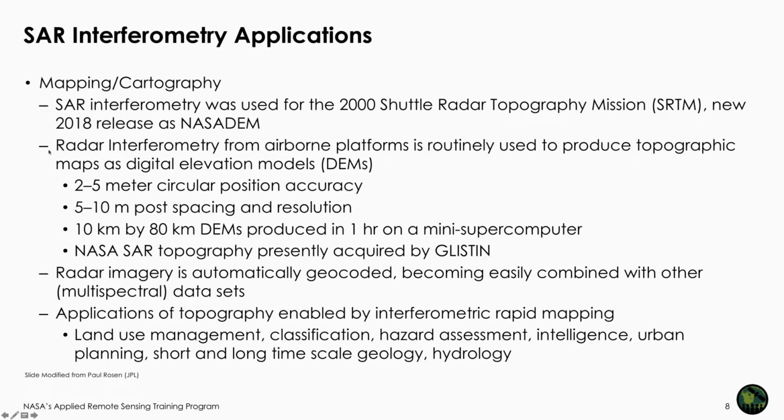Radar interferometry is also used by airborne platforms. With an airplane, you can get higher resolution, not surprisingly, because you're closer to the ground. There's a new system that NASA operates that was built by JPL. It's called GLISTIN, and that also uses single pass interferometry with two antennas to measure the topography of the ground surface. And that's being used to map glaciers and volcanoes and other things that are changing rapidly.